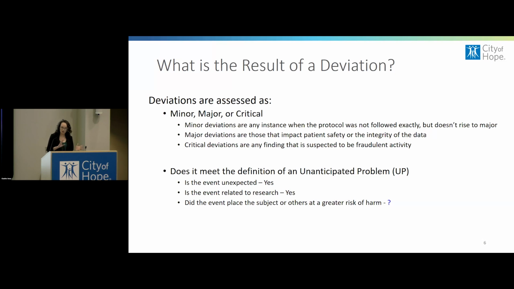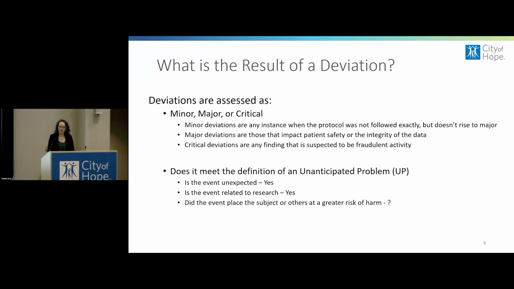So looking at these events through a different lens, the IRB, when they receive these events, also needs to assess whether or not the event meets criteria for an unanticipated problem. By definition, a deviation is unexpected because we are deviating from the protocol. We don't expect to do that. Also, by definition, it's related to research because whatever is not happening or whatever is happening is a protocol-driven procedure.